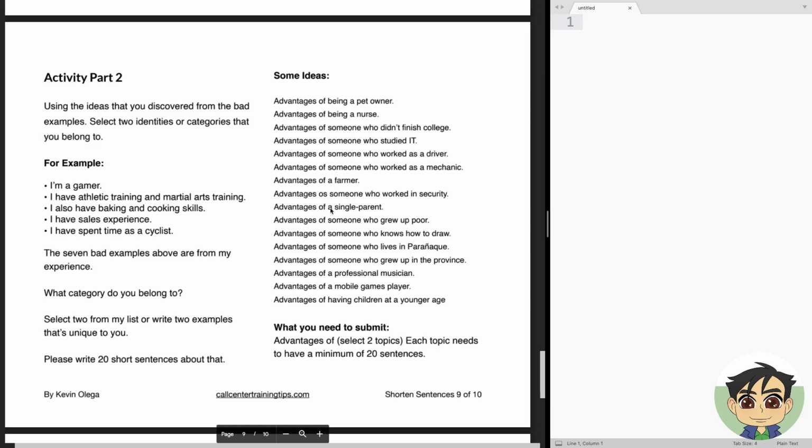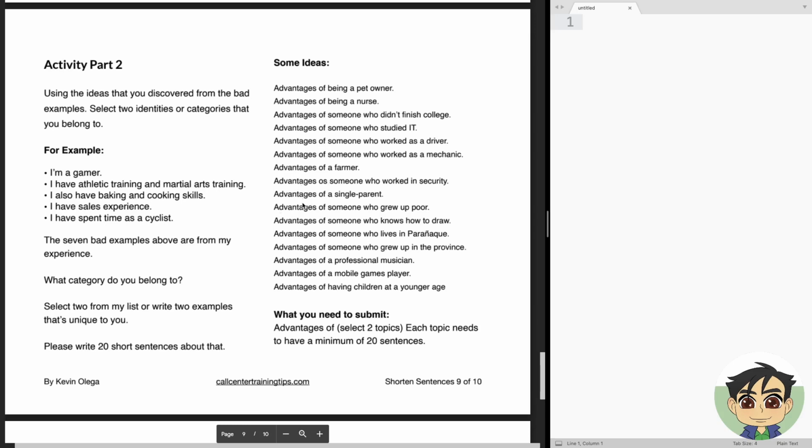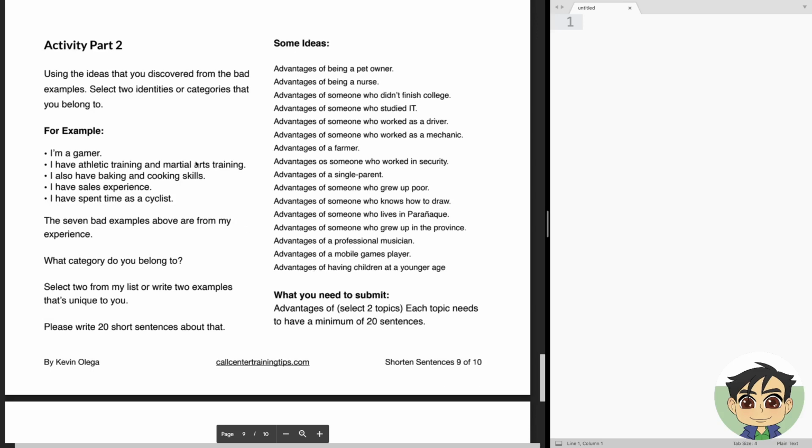advantages of a farmer, advantages of someone who worked in security, advantages of a single parent, advantages of someone who grew up poor, advantages of someone who knows how to draw, advantages of someone who lives in Parañaque, advantages of someone who grew up in the province, advantages of a professional musician, advantages of a mobile games player, advantages of having children at a younger age, and you can add more. Like these are just examples. If you think of something like advantages of whatever you are, then write that. You're free to write that.